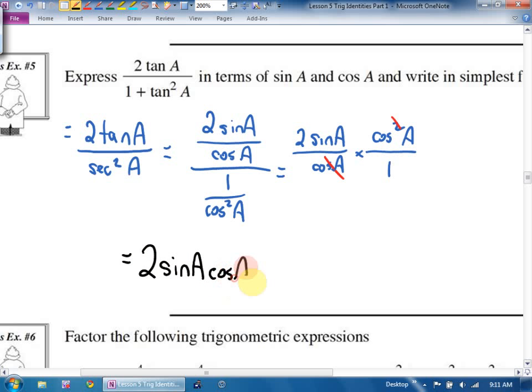Now, did we match the instructions? It wanted us to write it in terms of sine and cos. Have we written it in terms of sine and cos? Have we written it in simplest form? Do you see any squareds or anything that we could do magic with? Now, you don't know this yet, but see if you can find it. On your formula sheet, 2 sine cos is actually equal to something else. You see it? I think it's on the right-hand side, about halfway down. This is actually the sine of 2 theta.